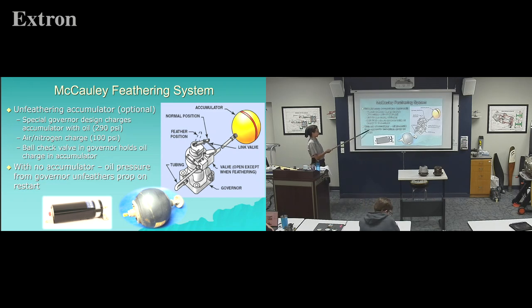If you do not have an accumulator, then just normal governor oil pressure has to unfeather the prop on restart, and some don't have enough power to do that. And there are just different styles of accumulators, and these are something that a prop repair station would deal with, pressurizing the nitrogen and pressure testing it. They do have overhaul periods, so that's something you would send to the prop shop. We don't really do anything with them, just like governors.